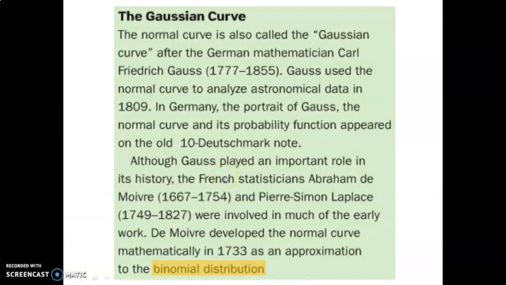Although Gauss played an important role in its history, the French statisticians Abraham de Moivre and Pierre-Simon Laplace were involved in much of the early work. De Moivre developed the normal curve mathematically in 1733 as an approximation to the binomial distribution. We've just looked at the binomial distribution. Let's take a look at why the normal curve is used in relation to that.